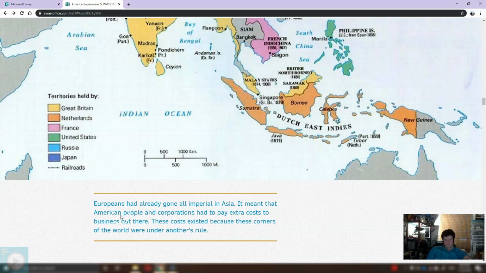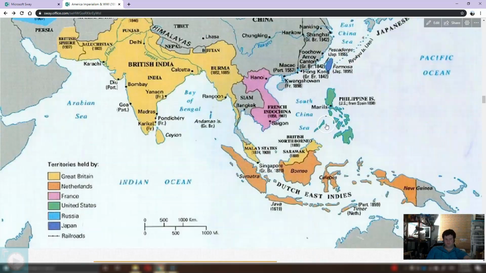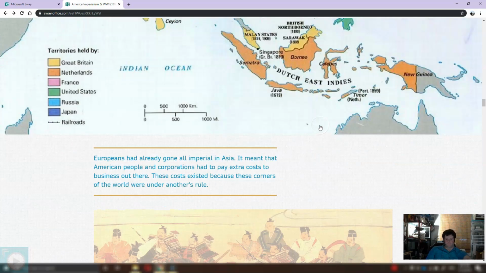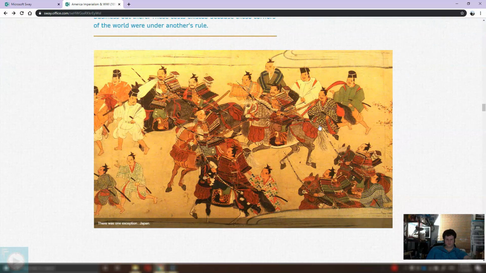But now, the problem with the Europeans dividing up China into spheres of influence is the Americans are cut out. It means that we had to pay more to do business in places like Hong Kong and Macau and other places, because we just didn't have the influence. It wasn't our sphere. And so the United States wanted to advocate for free trade. But we'll talk about China in a second.